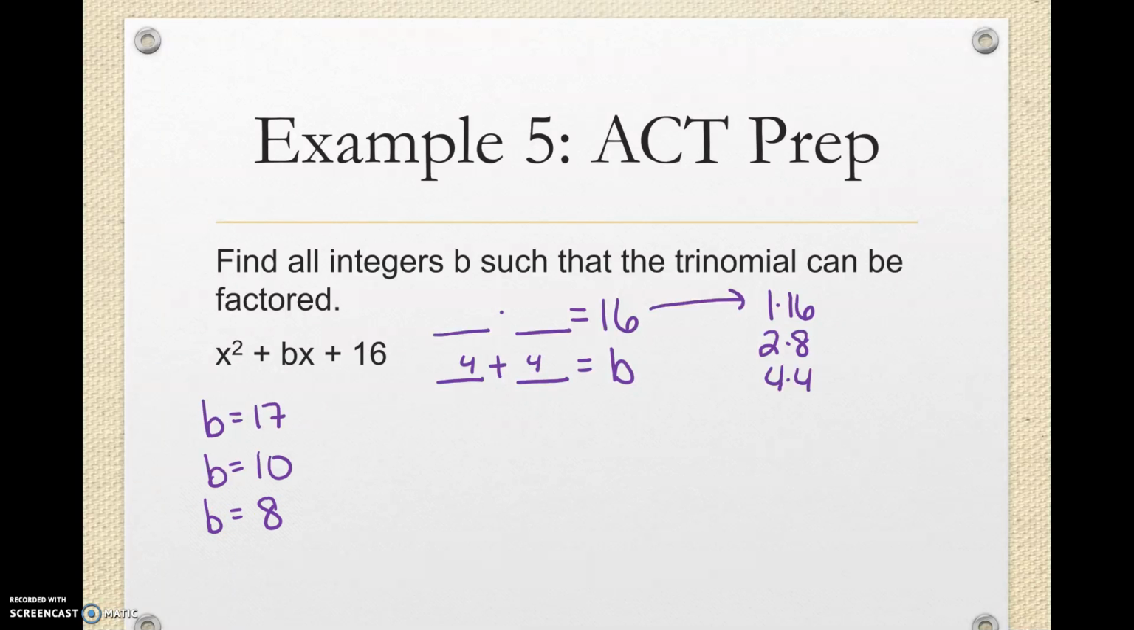8. Now, if you're trying to get a positive 16, these could also both be negative. So b could also be negative 17, b could be negative 10, and b could be negative 8. This is just, if the ACT did this, it'd be a way of them to look at how well you understand the things that go into factoring and how the b and the 16 are related to each other.